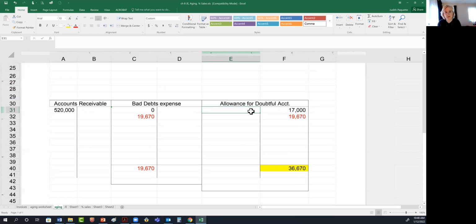And what does it mean when ADA has a debit balance? It means between the last time you estimated bad debts and this current time we're estimating bad debts, we've written off more than we thought we were going to write off. Okay. When it goes into a debit balance, we've written off more.